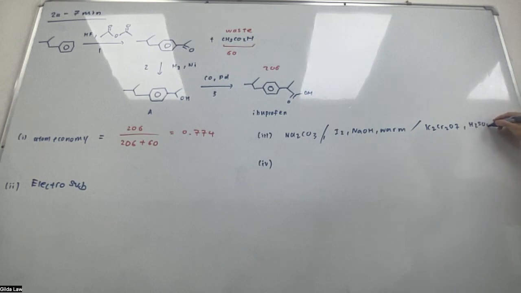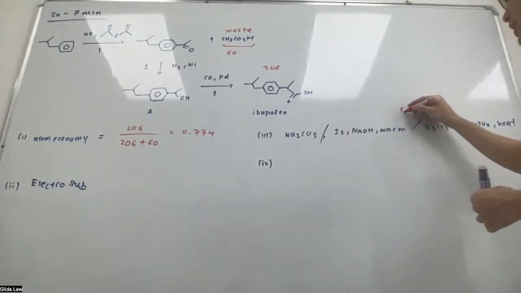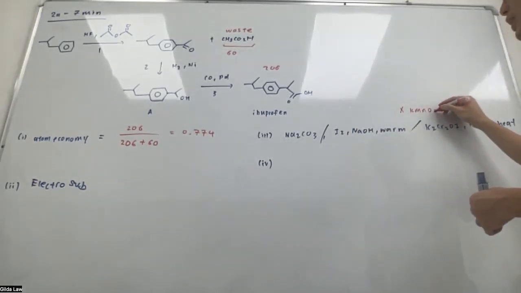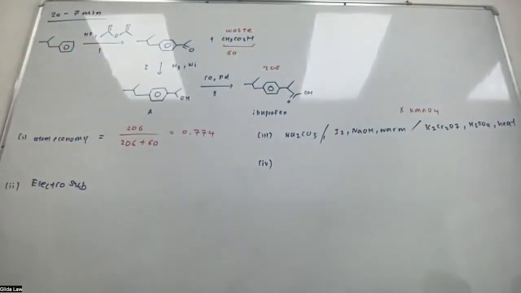Why KMnO4 cannot? Side chain oxidation, yes. Take note of that. I must be very careful. Anytime with benzene rings, you must always pause and think whether KMnO4 is suitable. And here it isn't. Just be very careful. And part 4 is just a follow-up of part 1.